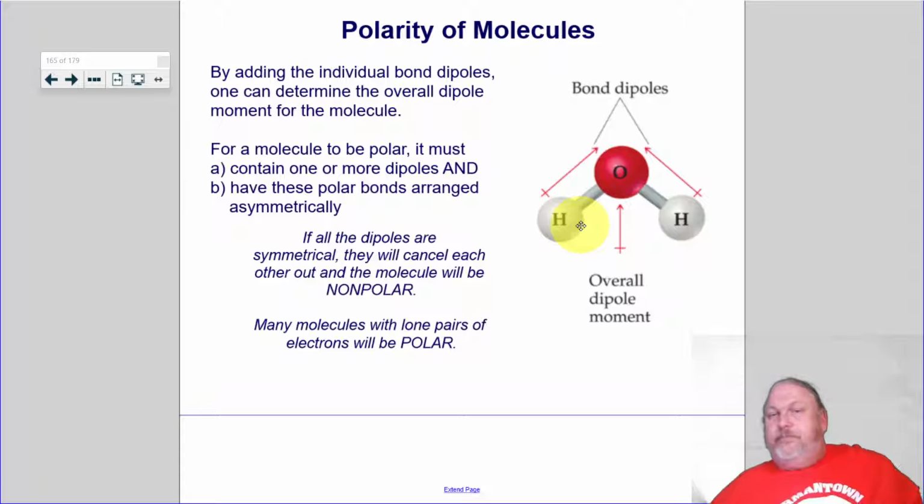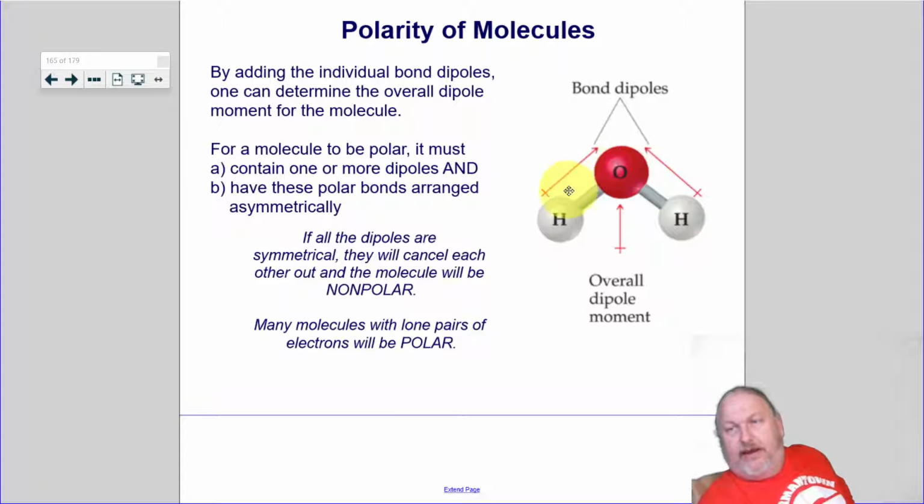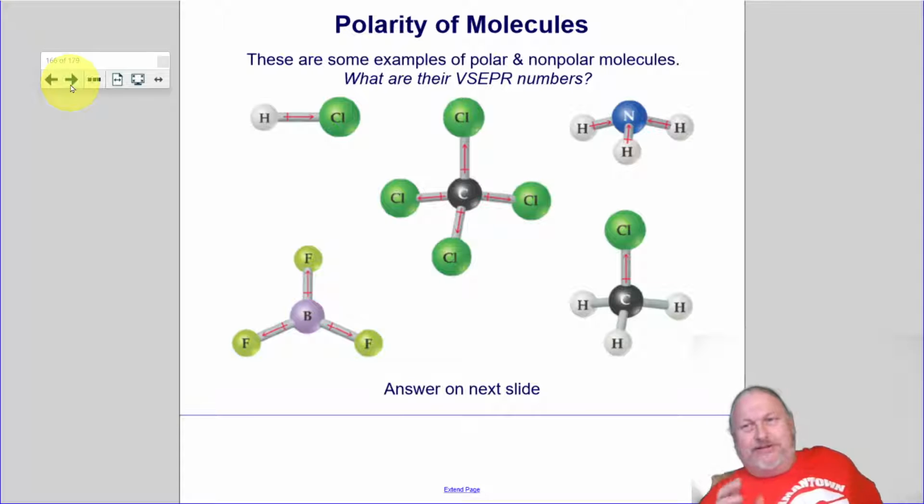Let's look at water. It's not linear; it has a bent shape. You've got a dipole going that way and a dipole going that way, and the overall dipole moment goes like that. Molecules with lone pairs, for the most part, will be polar. In water, the oxygen side is slightly negative and the hydrogen side is slightly positive. Thank God, thank Allah, thank whoever, because if it wasn't like that, we wouldn't be around. This has a unique design to it.